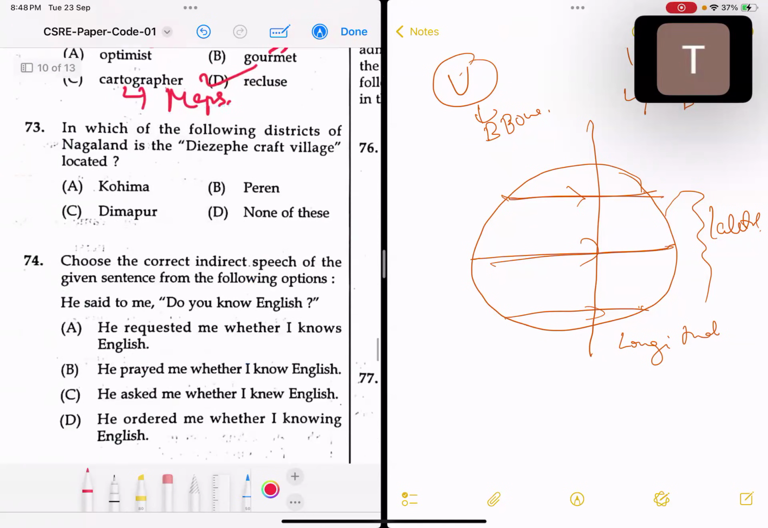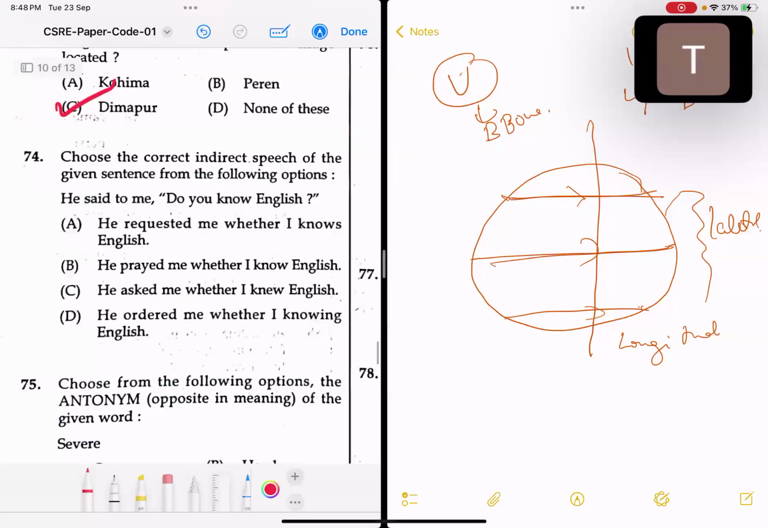Now let's come to question number 73. In which of the following districts of Nagaland is the TCP craft village located? So this is located in Dimapur, okay? It's a factual question. Now let's come to question number 74.